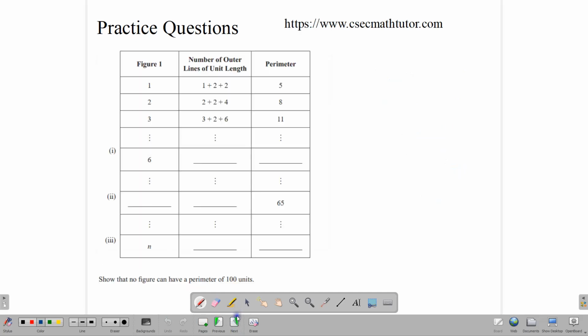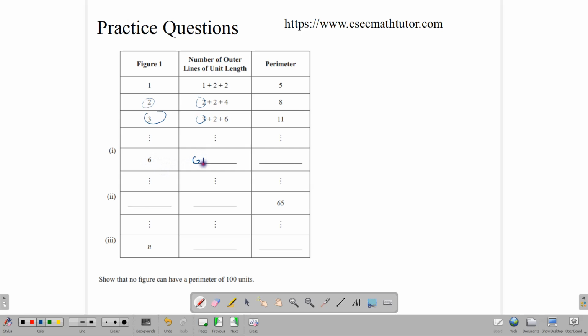Here's another one. And here we have the figure number again. And we have something else that's going on here. 1 plus 2 plus 2, 2 plus 2 plus 4, 3 plus 2 plus 6. So notice that this number is this number. All right. So we're at 6.